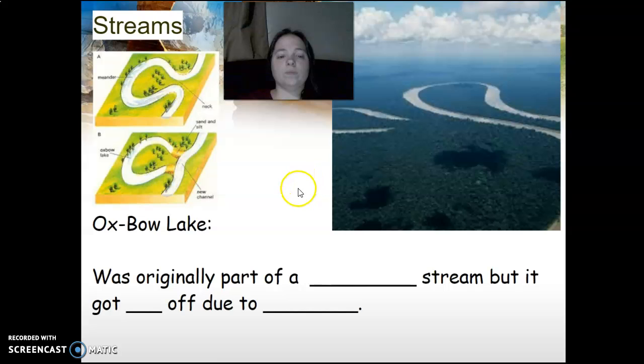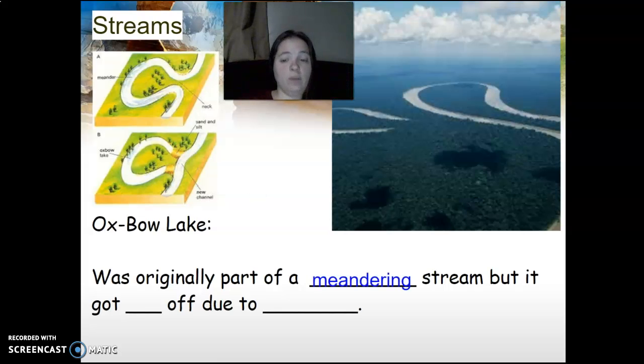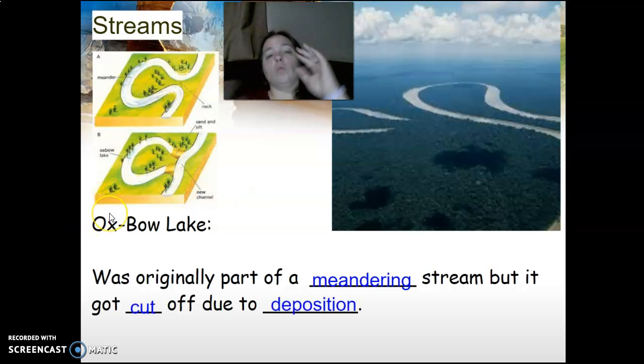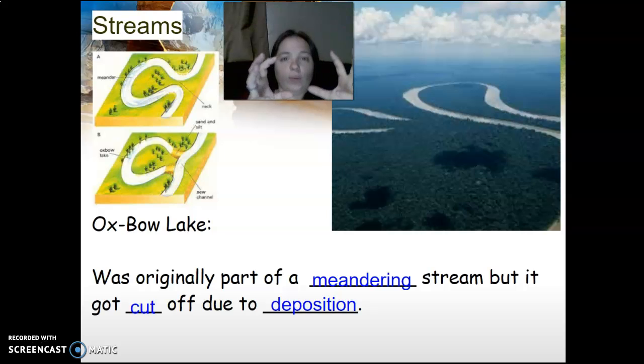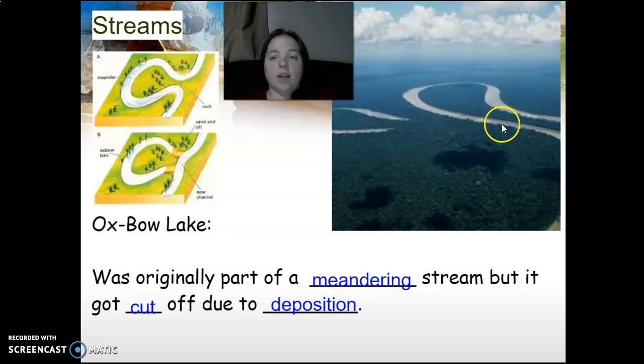Well, now, I don't know if you noticed things like this in this picture. This is called an oxbow lake. An oxbow was originally part of a meandering stream, but it got cut off due to deposition. So remember how on the inside of the curve, that's where all the depositing is going on. So say you have, even this, how it's going, and it must have curved like this.